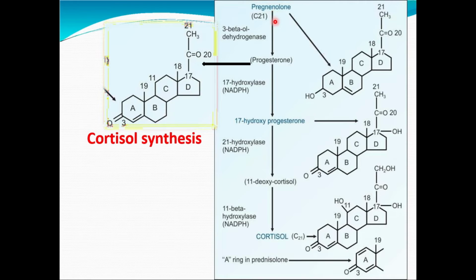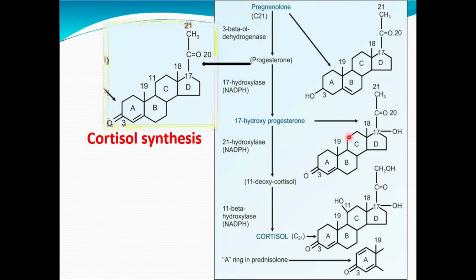At the second step, pregnenolone will be converted to progesterone with the help of dehydrogenase enzyme, and then this progesterone will be converted to 17 alpha hydroxyprogesterone. So here we can see that it involves hydroxylations of progesterone at 17 alpha carbon, where a hydroxyl group is attached, at carbon number 21, and at carbon number 11, which is the 11 beta carbon position.